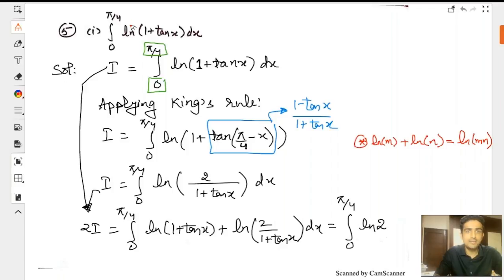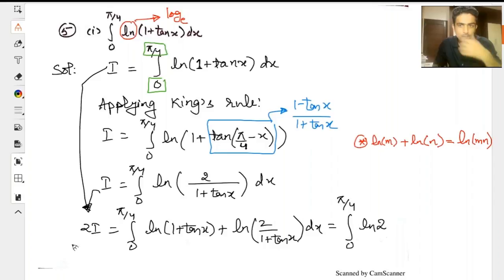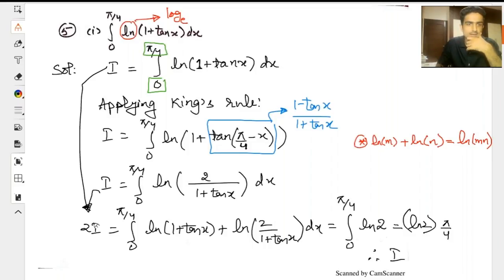By the way, if anybody is having confusion, let me tell you, ln stands for log to the base e. It's a short notation for that. We also call it ln or natural log. So guys, I suppose it's done. So this is ln 2 into pi by 4. Therefore, 2I is equal to this. So I will be pi by 8 ln 2.